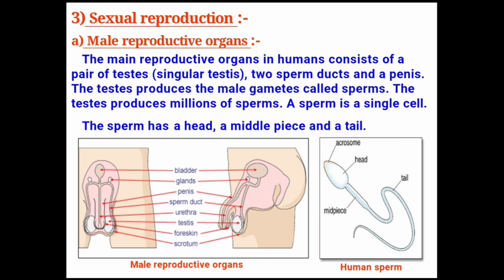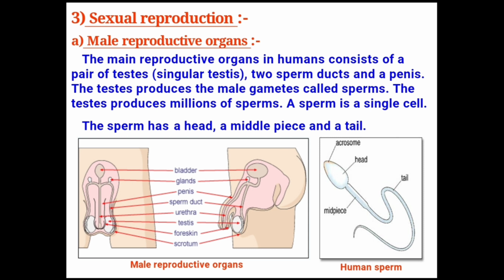This is also known as the male gamete. It is a picture of a sperm. Here you can see it is a head, this is a tail, and this is a middle piece. So it is known as sperm or male gamete. And this is a reproductive organ.